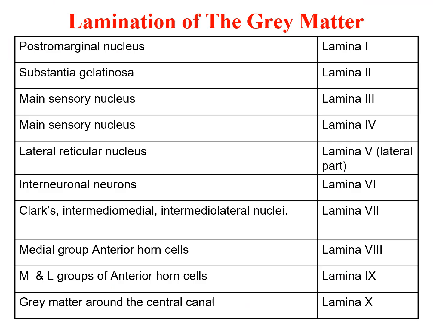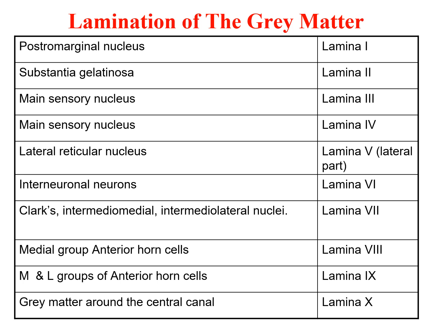Lamination of the gray matter. The scientists make lamination for the spinal cord gray matter to organize it into laminae. These laminae are subdivided into 10 types, from first to 10. Lamina 1 contains the posteromarginal nucleus. Lamina 2 contains substantia gelatinosa. Lamina 3 contains main sensory nucleus. Lamina 4 contains main sensory nucleus also.